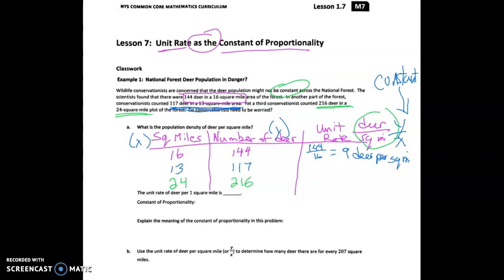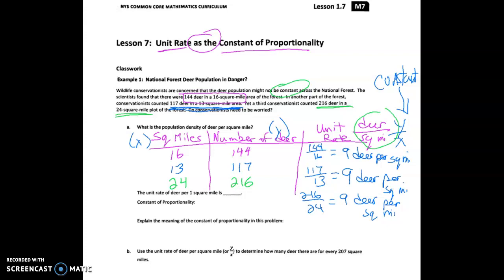Then I'm going to take 117 and divide it by 13. If you were to get out a calculator, that would work out to be 9 deer per square mile. Now remember, it has to work for all of them. So I'm going to take 216 and divide it by 24. If you want to double check me on a calculator, I also get 9 deer per square mile.